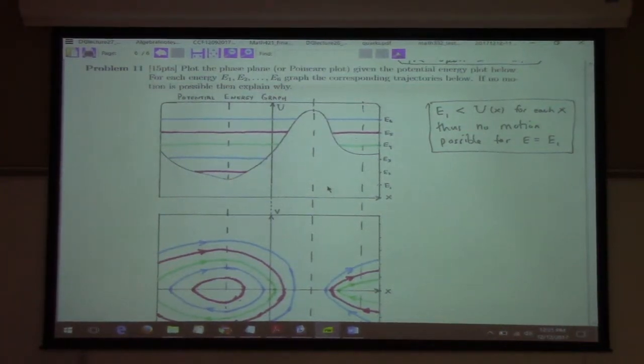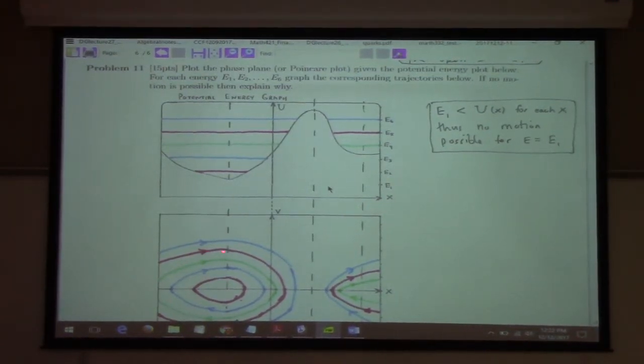So no motion possible for E1, and then we just have to trace the energy levels. Like here, that gives me this loop. This gives me this. The green doesn't quite close in this graph. It gives me that. The red doesn't quite close. It gives me that. The blue doesn't quite close, but you can see it would. I mean, it depends on what happens past where we don't know what happens over here, right? And then over here, I get these. There's no energy level which goes all the way from here over to here.